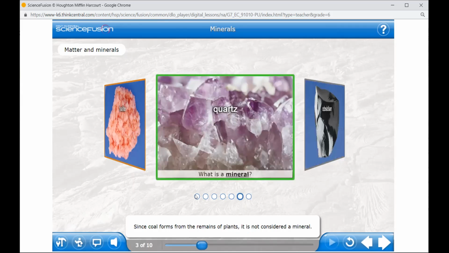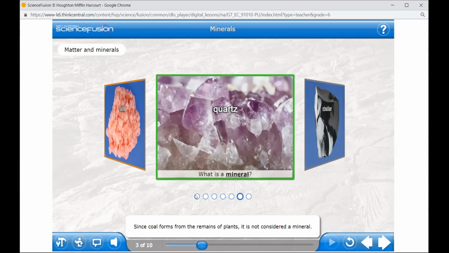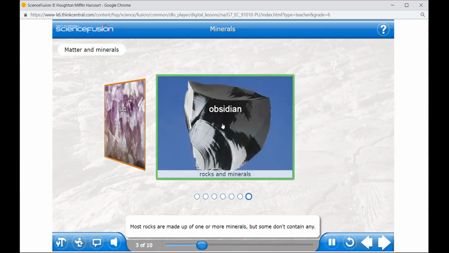They said that coal is formed from living organisms. So you cannot say coal is a mineral. Salt, yes, there are a few salts that are minerals. Some materials, like quartz, copper, and gold, are minerals. A mineral is a naturally occurring compound made of certain elements. Some rocks are made of one type of mineral, but most rocks contain several kinds of minerals. Most rocks are made up of one or more minerals, but some don't contain any.